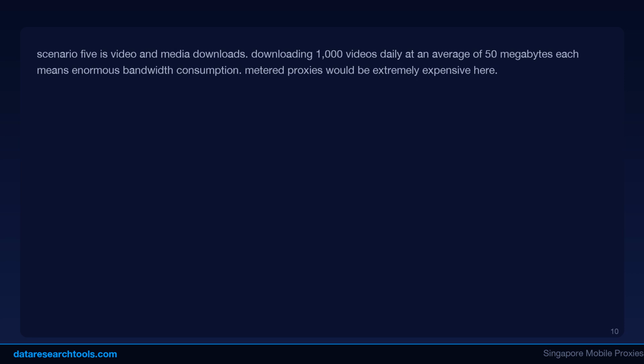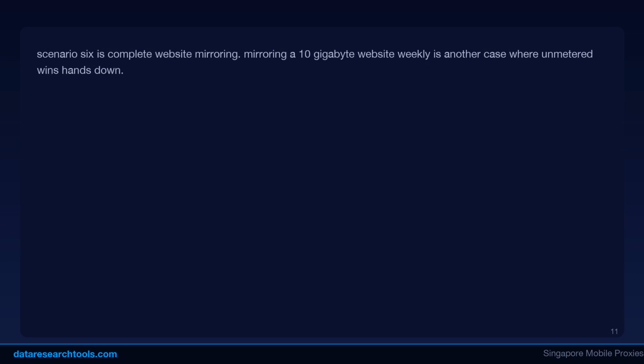Scenario 5 is video and media downloads. Downloading 1,000 videos daily at an average of 50 megabytes each means enormous bandwidth consumption. Metered proxies would be extremely expensive here. Scenario 6 is complete website mirroring. Mirroring a 10 gigabyte website weekly is another case where unmetered wins hands down.